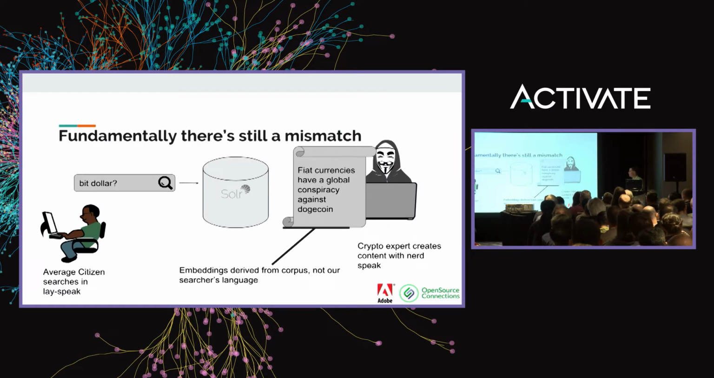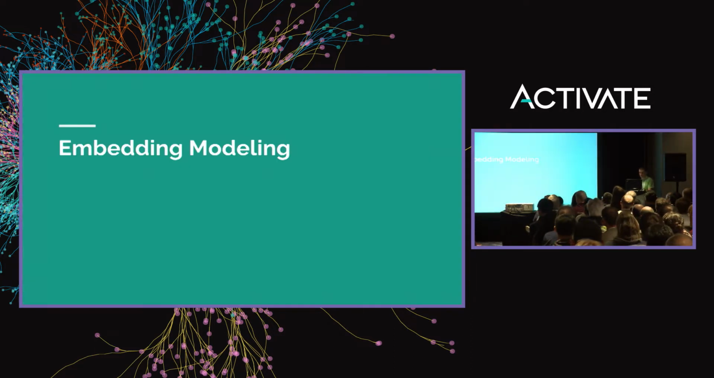And fundamentally, there's still a mismatch. You know, we have our Bitcoin hackers putting into our Bitcoin search engine about fiat currencies or a global conspiracy against Dogecoin. And then, you know, someone like my dad is over here like, $BitDollar? Like, what's that? So this is search in a nutshell. We have these vocabularies that we are trying to map between what the search user is doing and what's in our index.